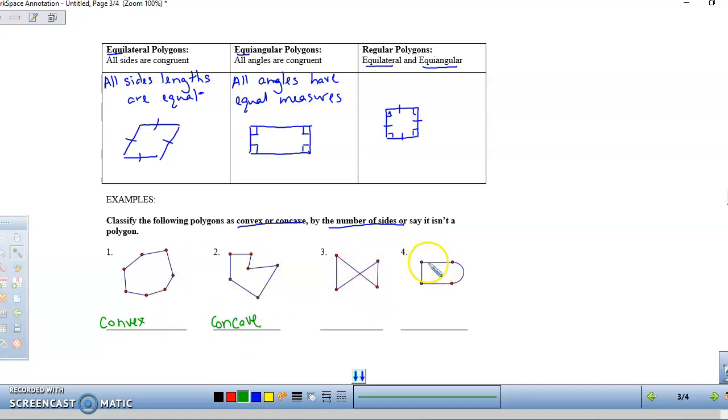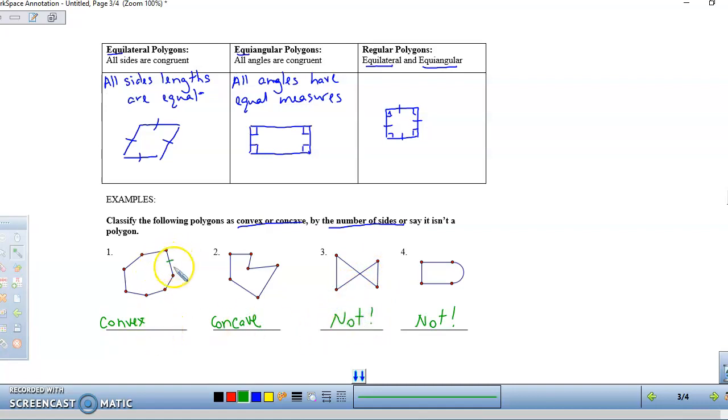These two, this one in particular, not a polygon. Polygons have to have all segments. So with that curve there, that is not a polygon. And then this one's interesting. You cannot have crisscross sides. So each side can only intersect with its consecutive sides. So this one is also not a polygon.